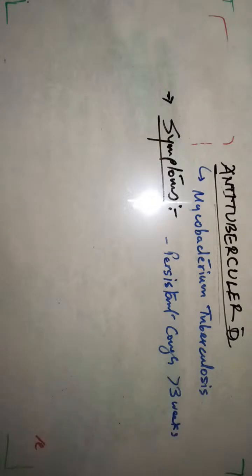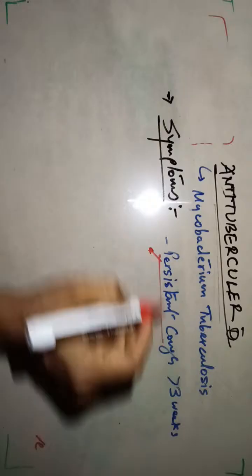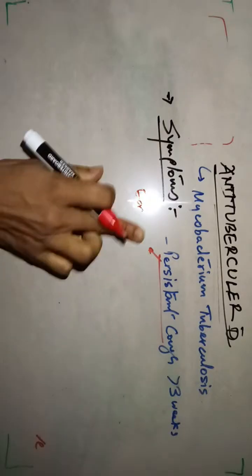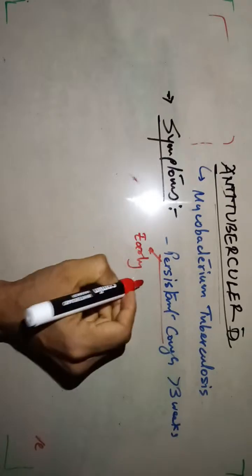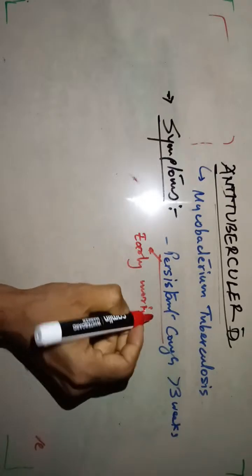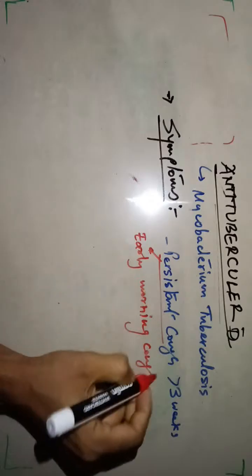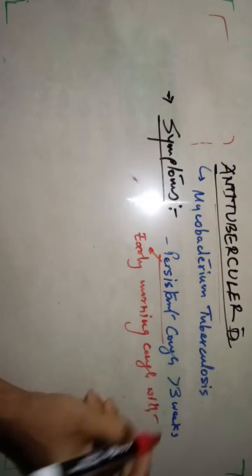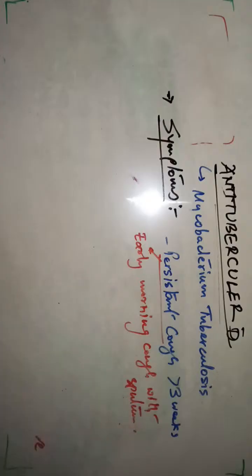Early morning cough with sputum. In this, you have to write and remember that the persistent cough is an early morning cough with sputum, and that persistent cough lasts for more than 3 weeks.